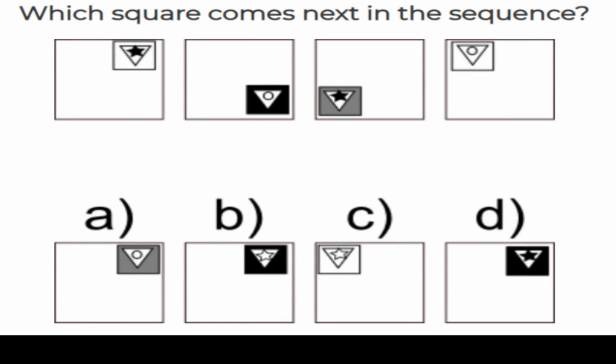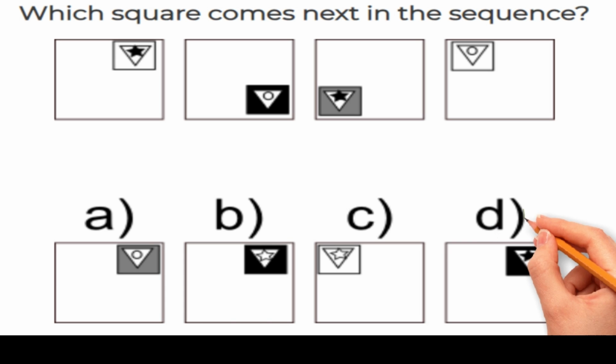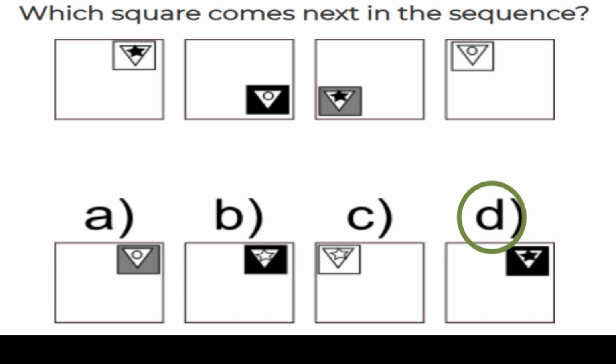8. Which square comes next in the sequence? The answer is letter D. The smaller square is rotating around the larger square 90 degrees in a clockwise direction each step. The background to the square is alternating from white-black-gray. On top of the small square, there is always a white triangle. Inside the triangle, there is a white circle or a black star, with one appearing after the other in successive steps.